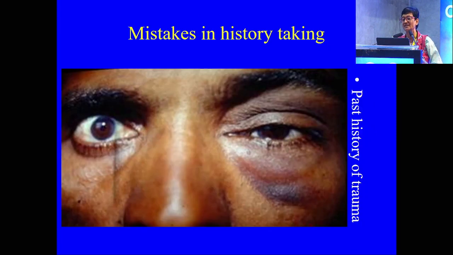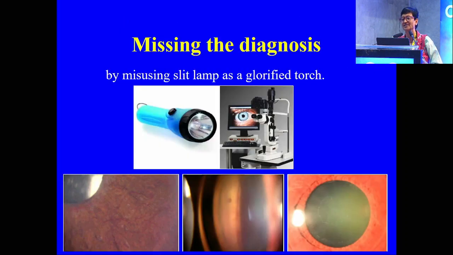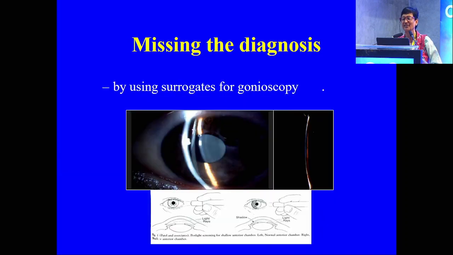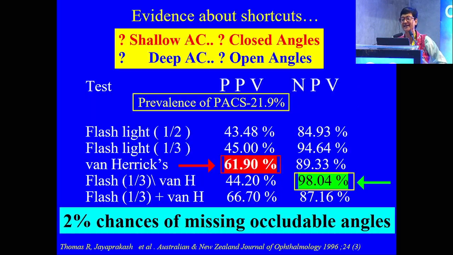We miss asking about trauma in some cases, and we forget about asking about systemic beta blocker use. Sometimes we use the slit lamp as a torchlight and miss some of the findings. We use surrogates for gonioscopy and make mistakes. Sometimes we conveniently assume that looking at a shallow AC, we call it a closed chamber, and looking at a deep chamber, we call it an open angle. But the evidence suggests that only negative predictive values can help us in these situations.